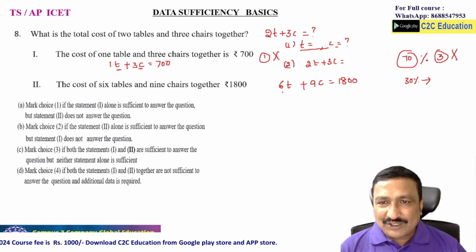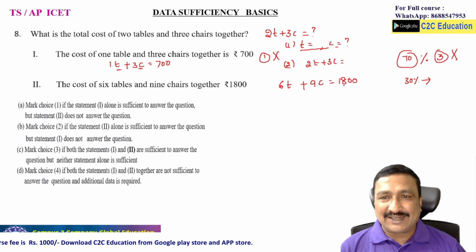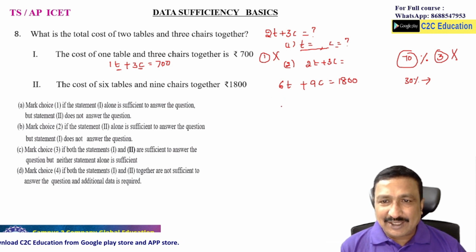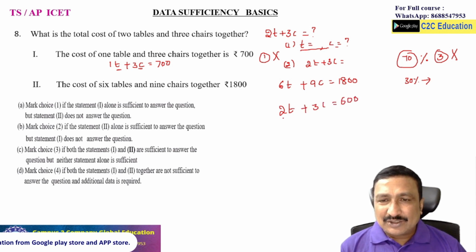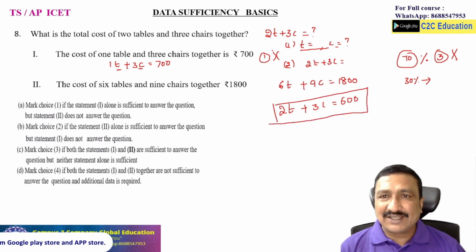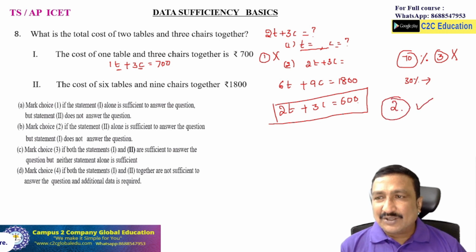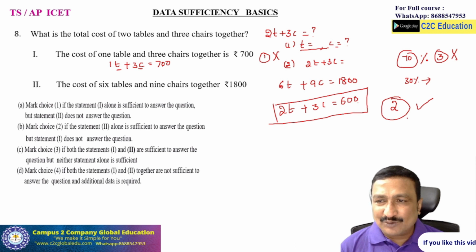So if you look at this equation, 6T plus 9C is equal to 1800, right? If you observe very clearly, we can divide the entire equation by 3. Then you will get 2T plus 3C is equal to 600. So we are getting the answer from the second statement directly, because they are asking the cost of 2T plus 3C. So from the second statement directly you can get the answer. So the answer is the second option. 70% of students will keep the answer as third, which is wrong, and only 20 to 30% of students will keep the answer as 2, which is right.